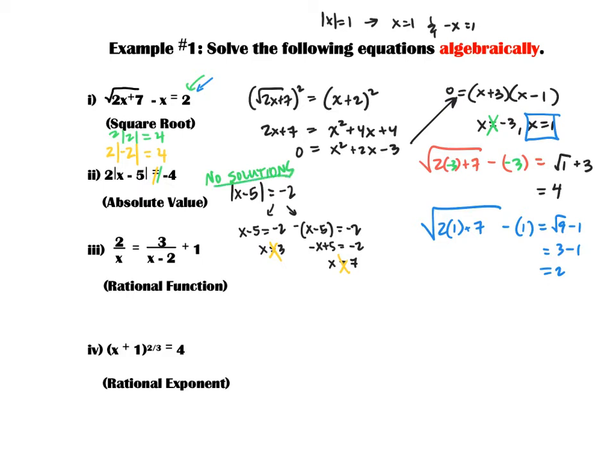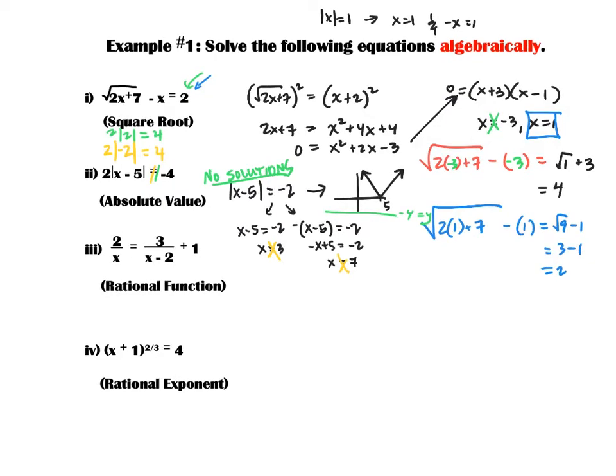If you were to graph, let's look at this step right here. If you were to graph the absolute value of x minus 5, that's the absolute value of x shifted right 5 units. That's what that graph would look like if that was a 5. And does it ever equal -4? The answer to that is no. Therefore, there would be no solutions.